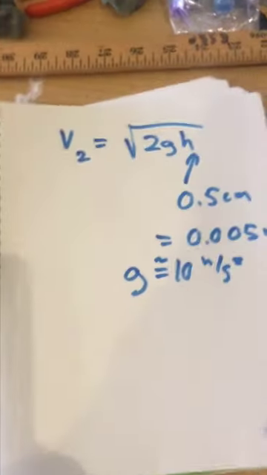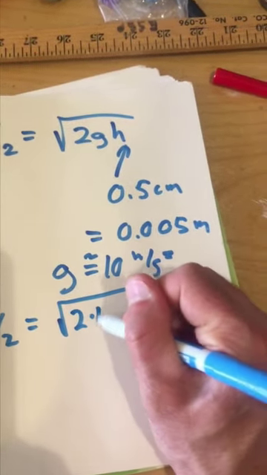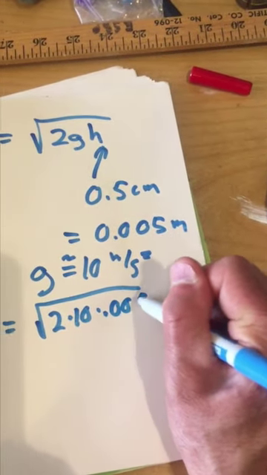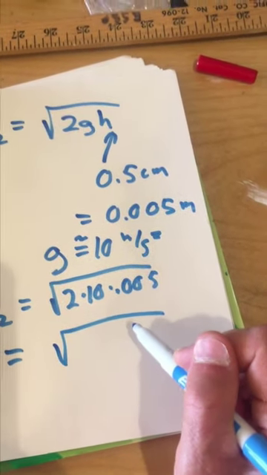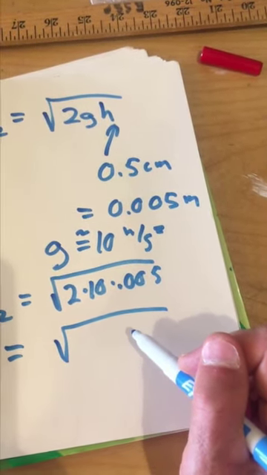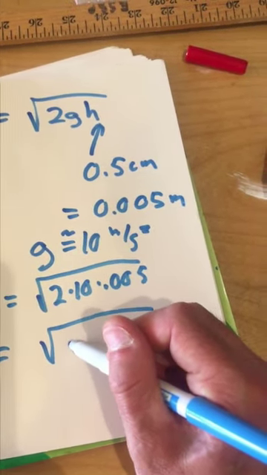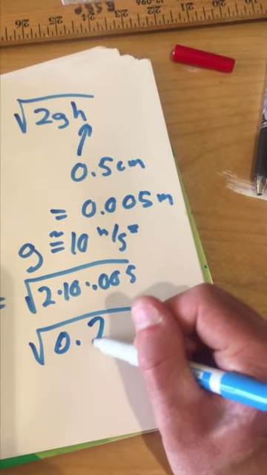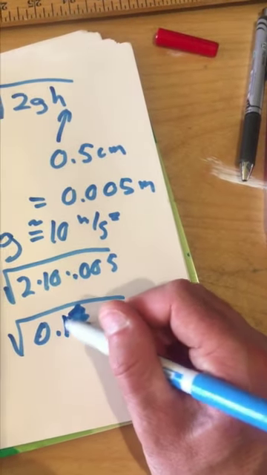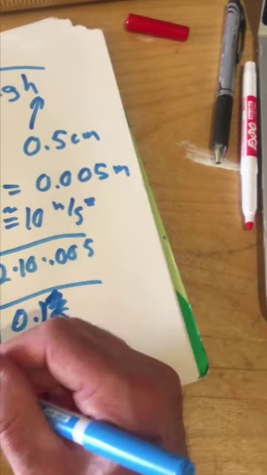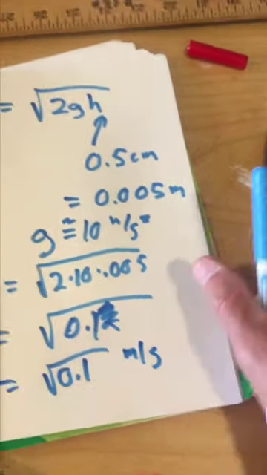All right, and let's solve for V2. V2 is equal to the square root of 2 times 10 times 0.005. Let me do the math here. V2 is equal to the square root of 20 times 0.005. Let's see, 0.05. This gives me 0.2. No, I take that back, 0.1. Yeah, 2 times 0.05, let me write that out again. Square root of 0.1 meters per second.